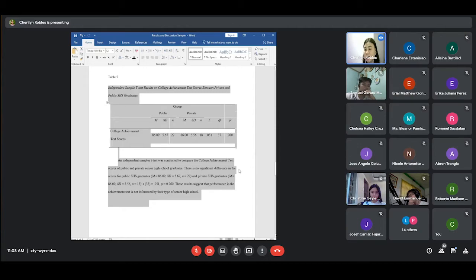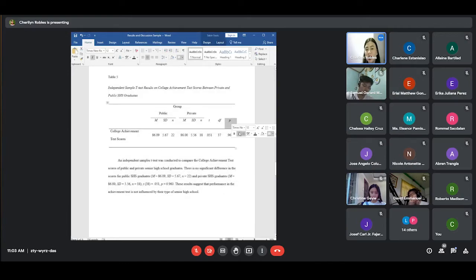And this would be the basis for the interpretation of your hypothesis. For example, in your hypothesis, there's no significant difference between the two groups. So you can answer it because there's a p-value already. If the p-value is less than 0.05, it means that there is a significant difference. But if it's greater than 0.05, there is no significant difference. That is in comparative research design.